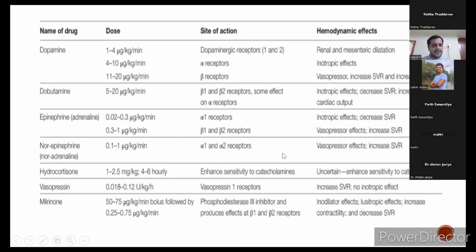I'll not go into the detail. I will share the PPT so that you can keep it as a reference. I think everybody of us knows the mechanism of action of most of the drugs.